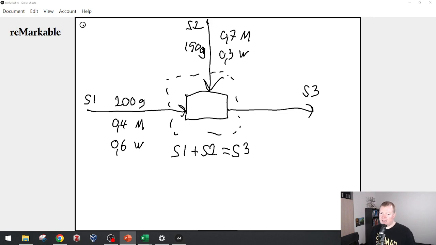Now, solving by hand, I can do shortcuts. So I can already say that I have 200 grams here. I know that I have 150 grams for Stream 2. So I can already say that my Stream 3 must be 350 grams in total. Okay?